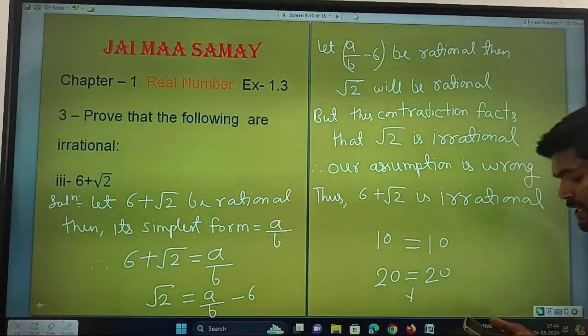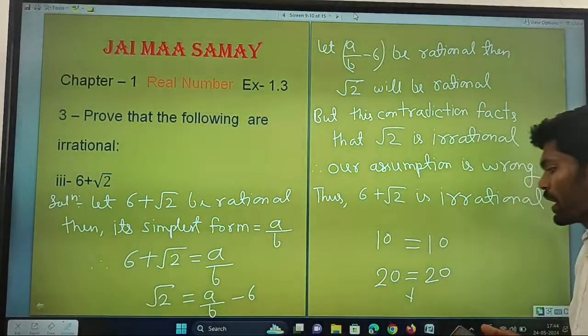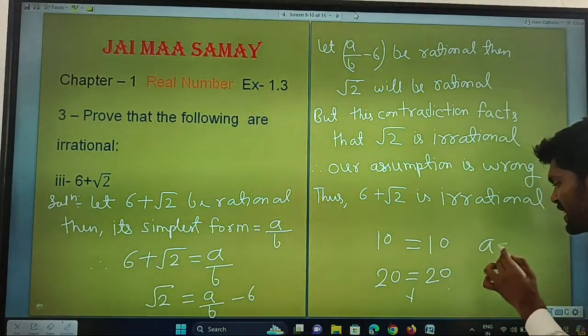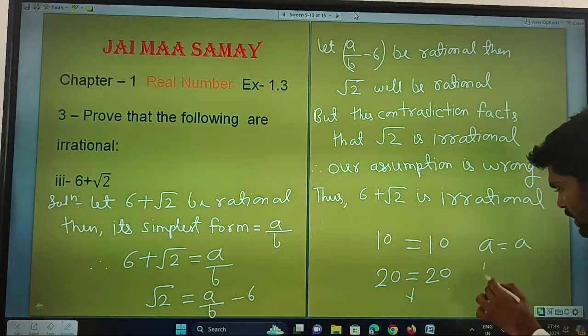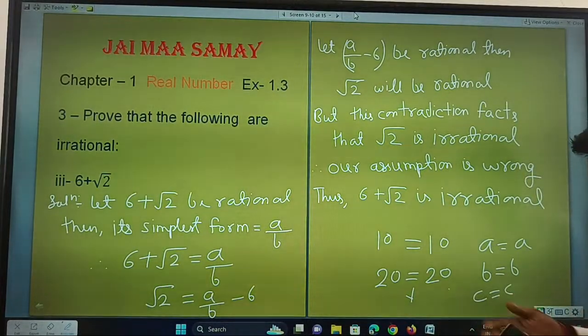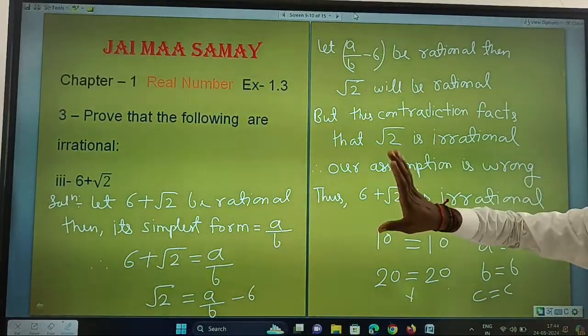Equal to represents this: if this side is rational, then this side is also rational. Suppose the left side is A, the right side is also A. B then B, C then C. Suppose I say this is rational, this is also rational. But according to the rule, this is not rational.